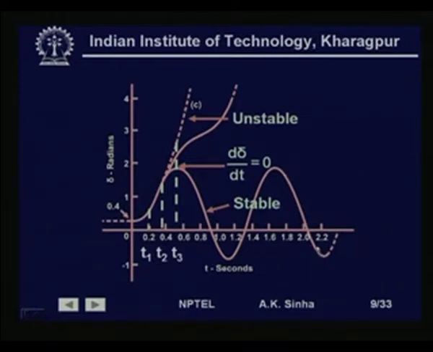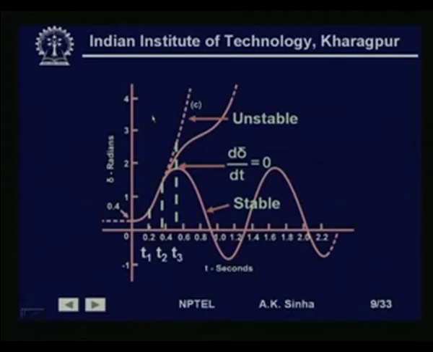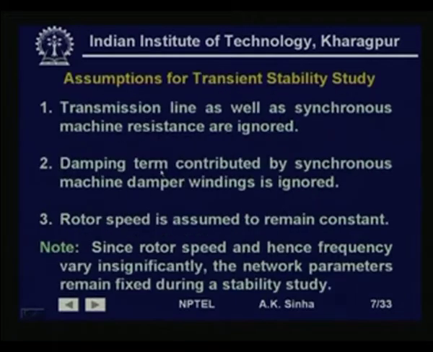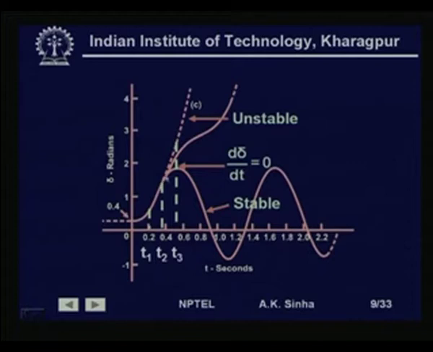If we increase the mechanical input to that P dash M1 level, then what we will get is an unstable system, that is, it will have a region where we have deceleration, and then again it will accelerate very fast. So, again what we are finding is that the delta angle keeps on increasing, and we say that the system has become unstable. If we would have taken the change in PM much larger, then the response of the system would have been like this, that is, there is going to be a very fast acceleration and the system is going to become unstable.